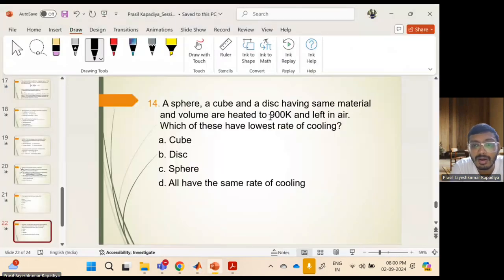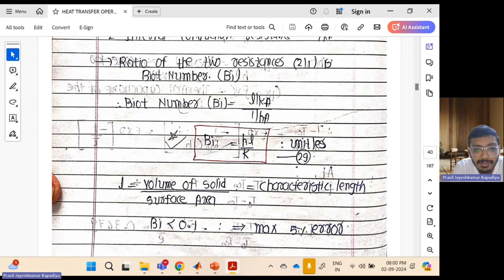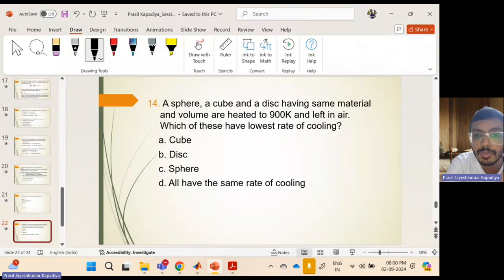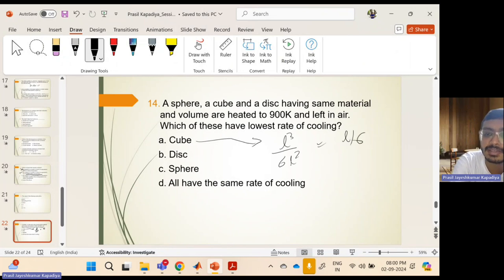So left in air, which of the following has the lowest cooling rate? Cooling rate will depend on this characteristic length, that is volume by area. For a cube, volume is L cube divided by area 6L square. So it is L by 6.